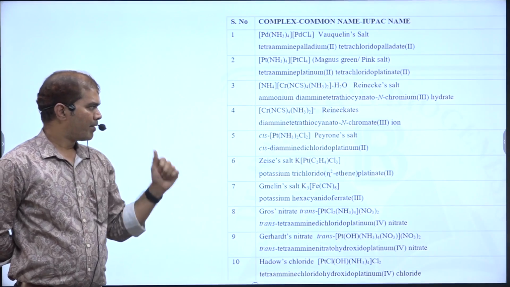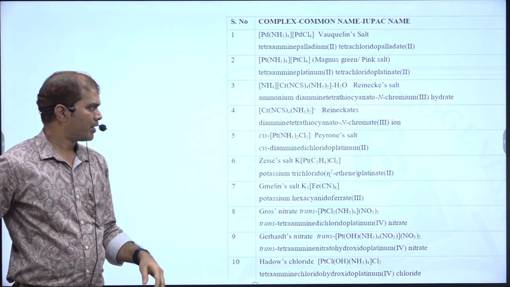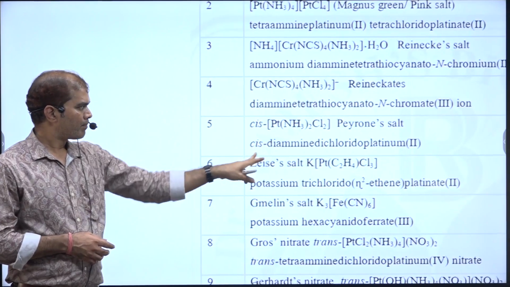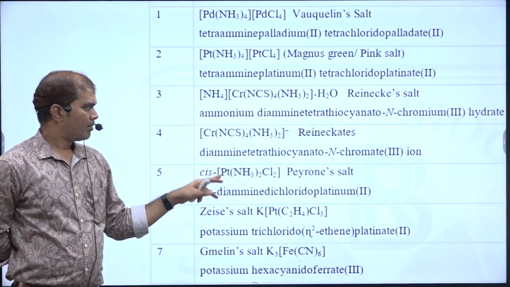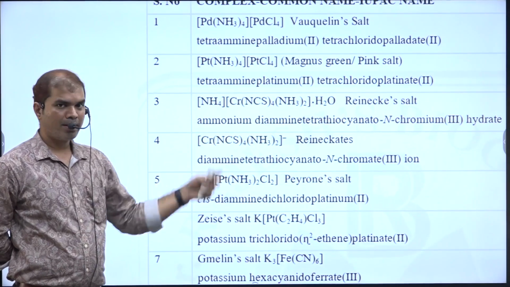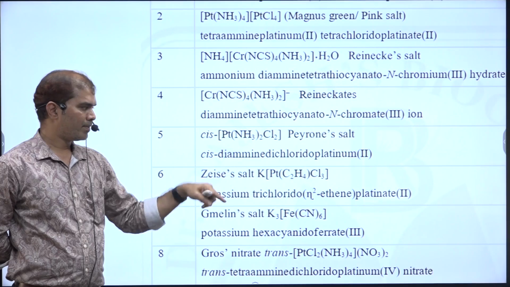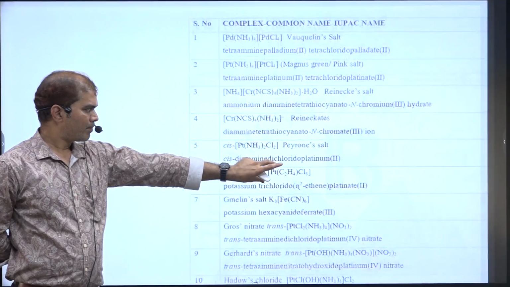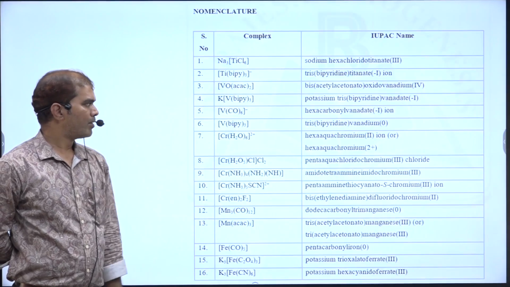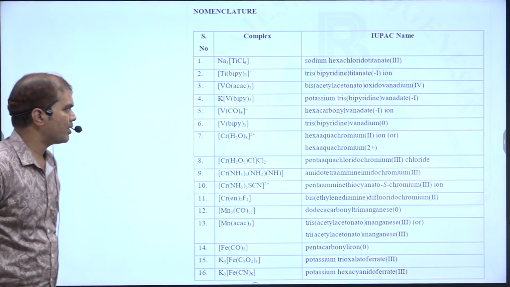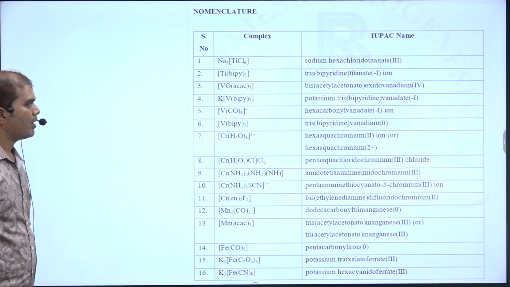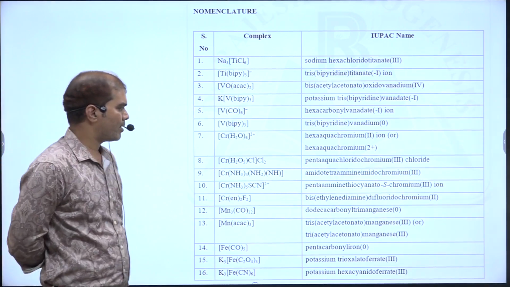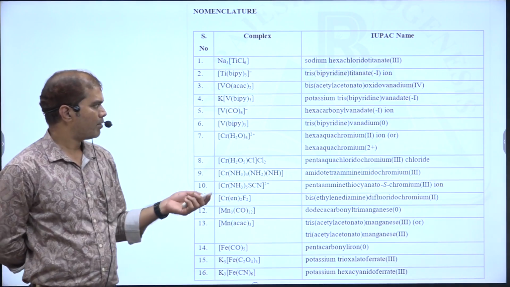IUPAC nomenclature has been given for plenty of complexes. Here is an example of a slide where different complexes have been given. All these are the beginning complexes where we call them Reinecke salt, or the salts which have taken the name of the scientist. Later on, the regular nomenclature has been given, nearly 60 to 70 complexes of this, and about 15 to 20 complexes of the previous ones. So that makes up anywhere close to 100 IUPAC nomenclatures.